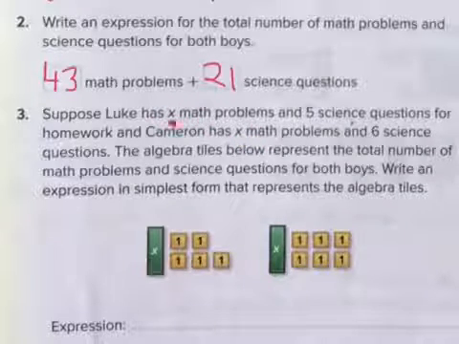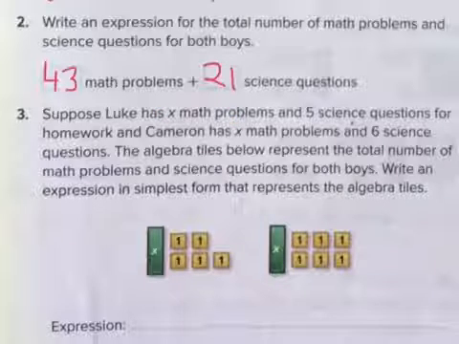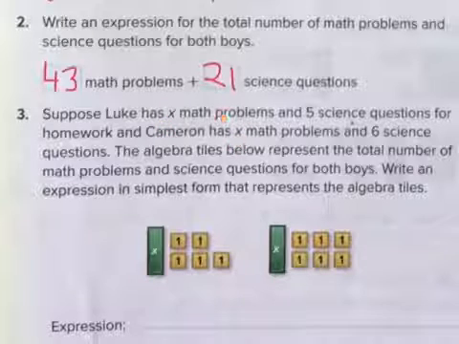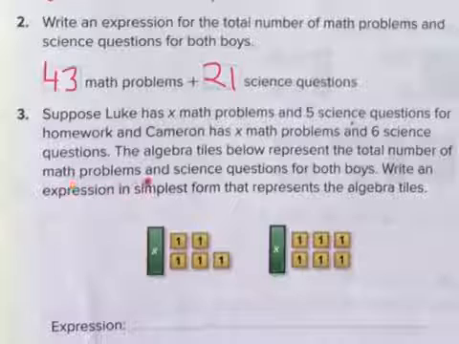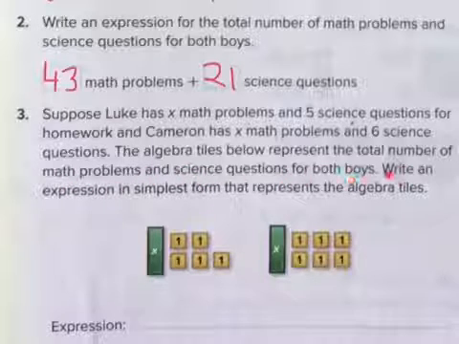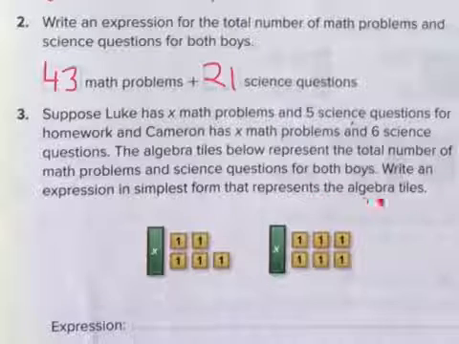If they had different amounts, we would use x and maybe y, or a and b. It doesn't matter what we use as long as the variables are different, and that expresses that it's a different value. But since we're using x and x, we're saying that they have the exact same amount, we just don't know what that amount is. Got it? So Cameron has x problems and 6 science questions. The algebra tiles below represent the total number of math problems and science questions for both boys. Write an expression in simplest form that represents the algebra tiles.